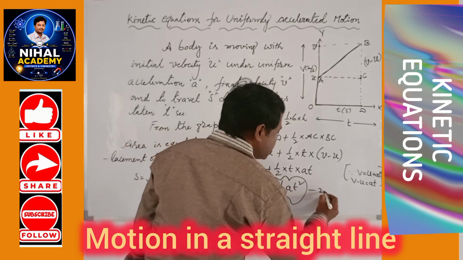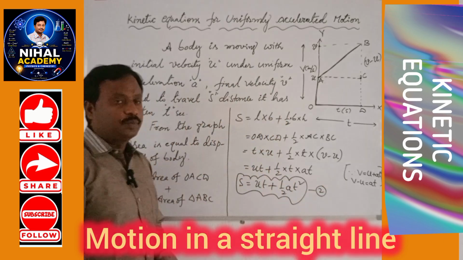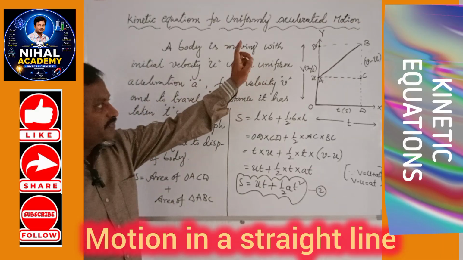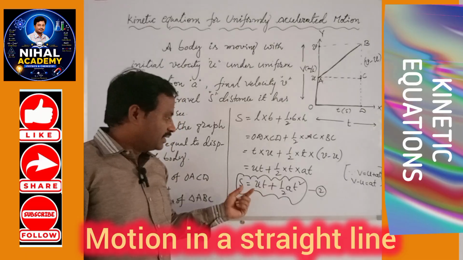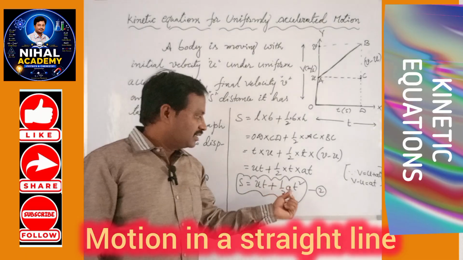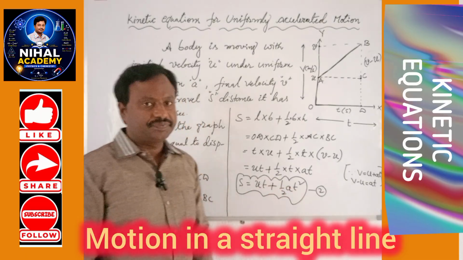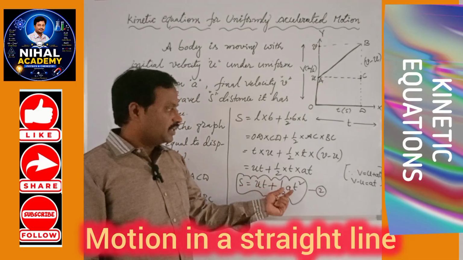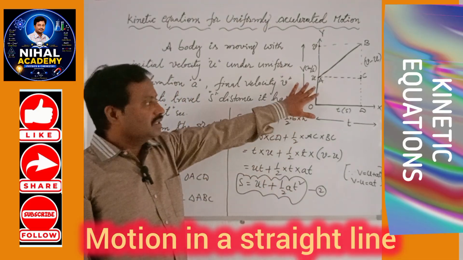So this is the second equation of motion of a body moving under uniform acceleration with initial velocity u, where the displacement is s and the time taken is t. So the second equation of motion, s is equal to ut plus half at square, is derived by using the graph.